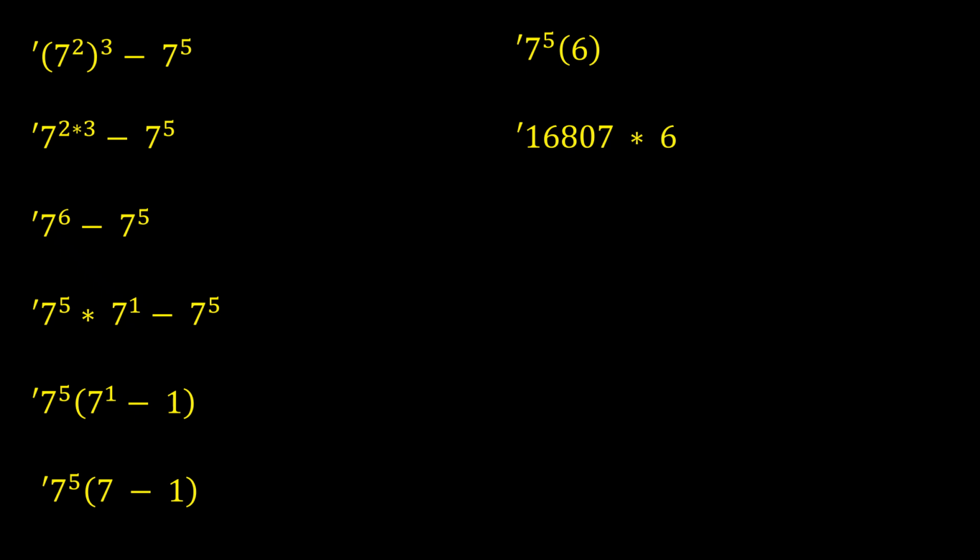Calculate 7 to the power of 5, which is 16,807. Now we have 16,807 multiplied by 6. Finally, calculate 16,807 times 6, which is 100,842. Thus, 49 to the power of 3 minus 7 to the power of 5 equals 100,842.